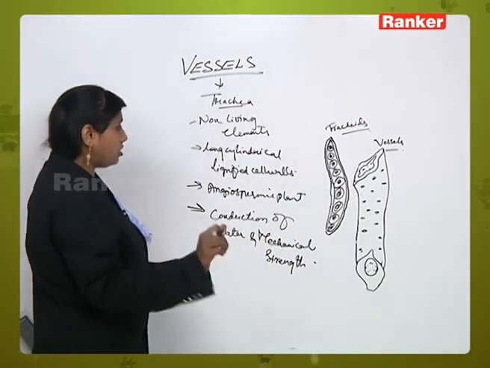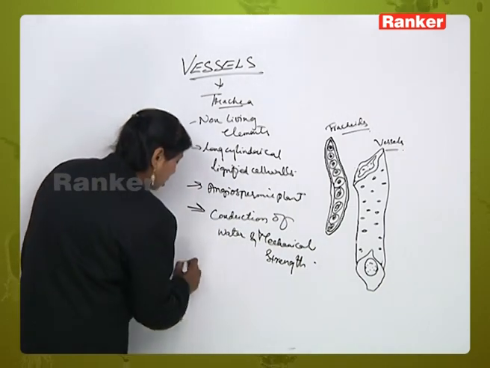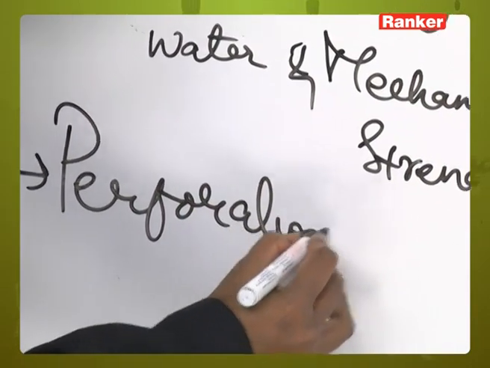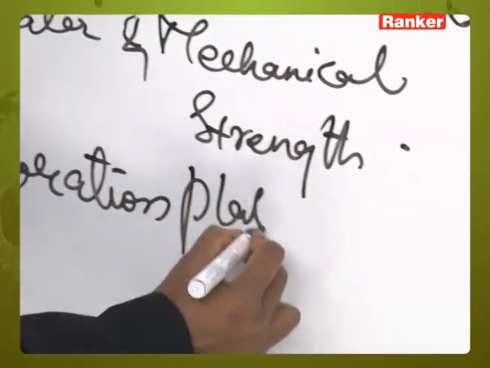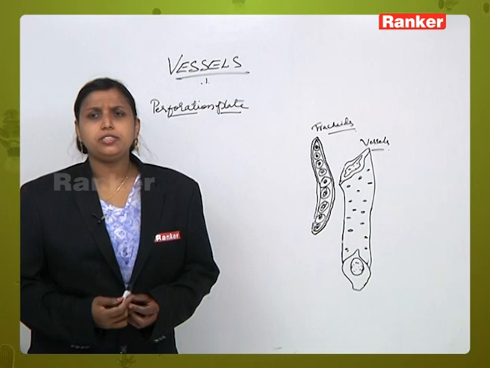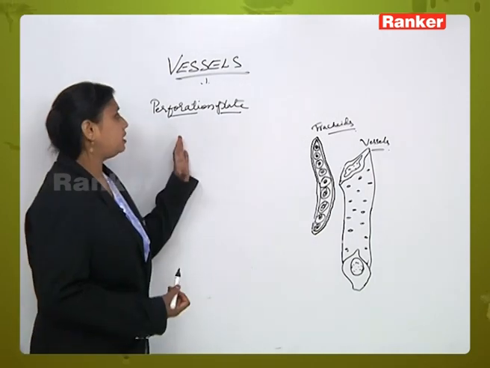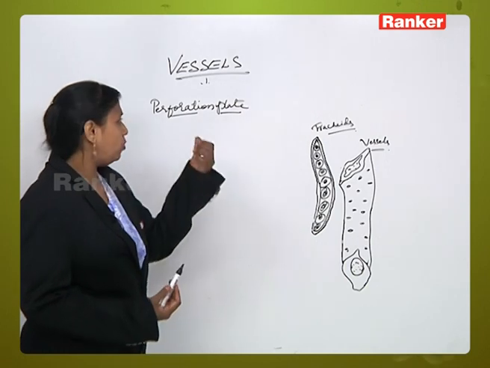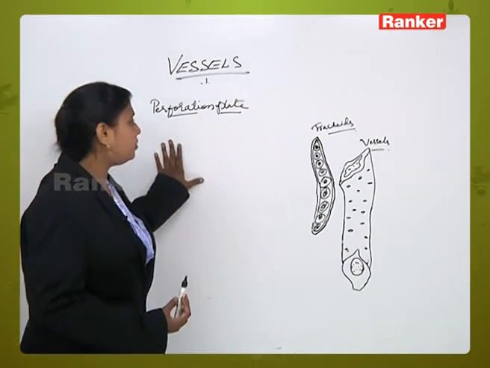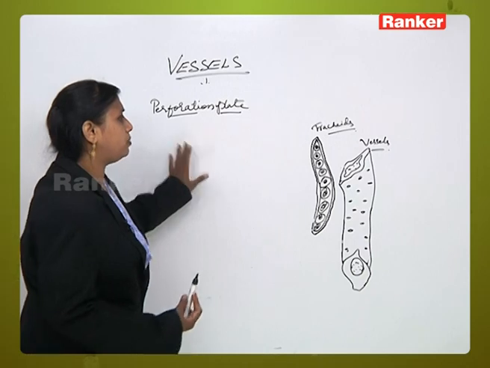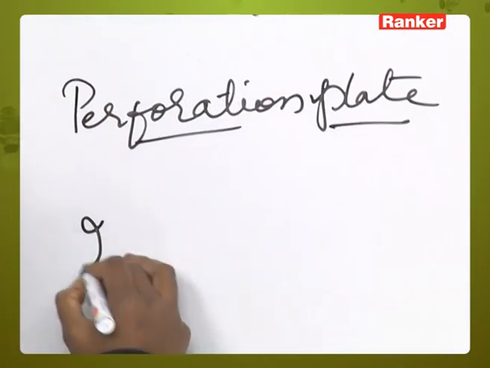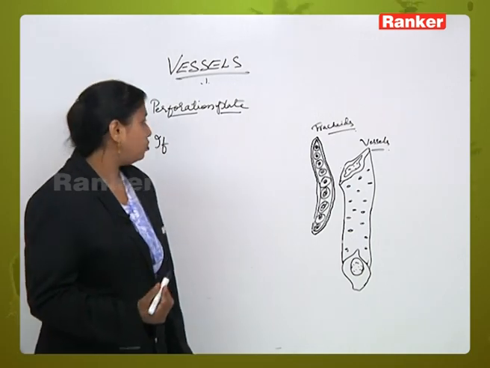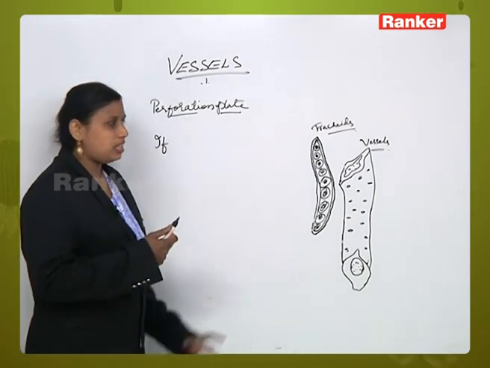Now we are supposed to study a term called perforation plates. Perforation plates are the plates which are helpful in connecting one vessel with the other. Vessels are interconnected with other vessels with the help of the perforation plates. There are different types of perforation plates involved in the structure of vessels.